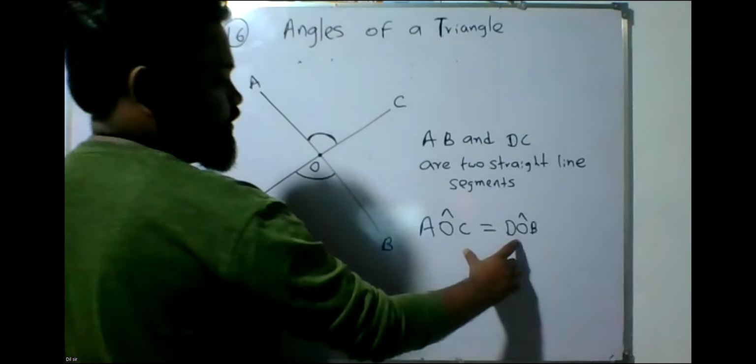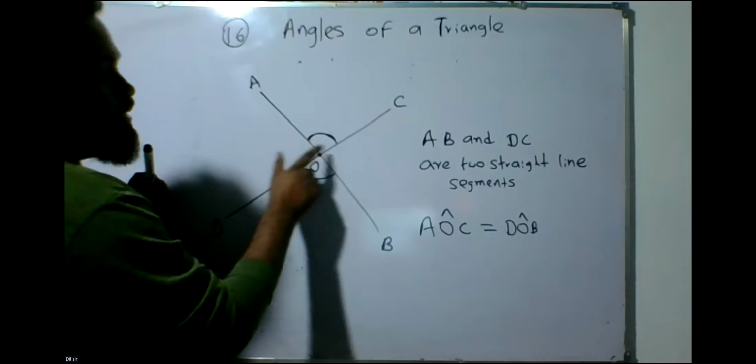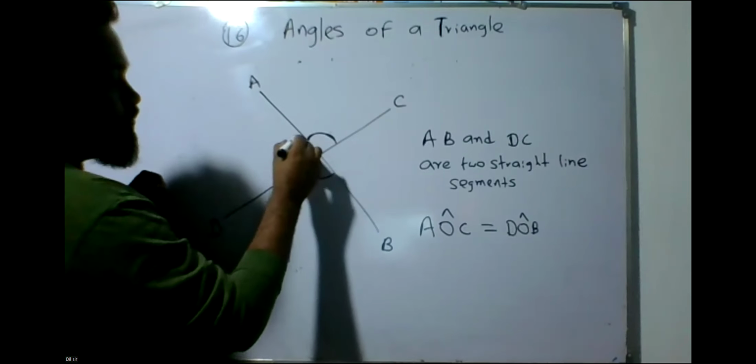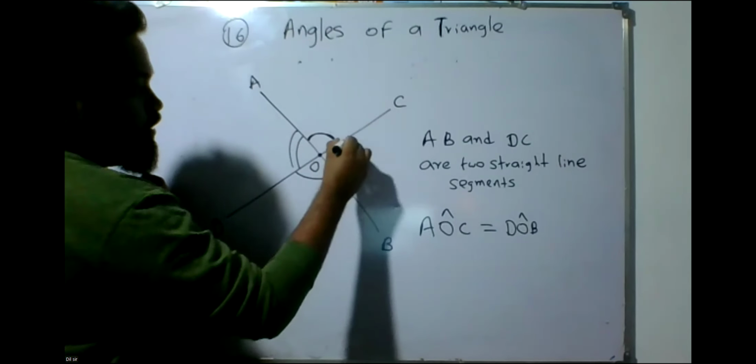This is one pair, this is the other one. Here is the other pair. This one and this. What are the names of them?